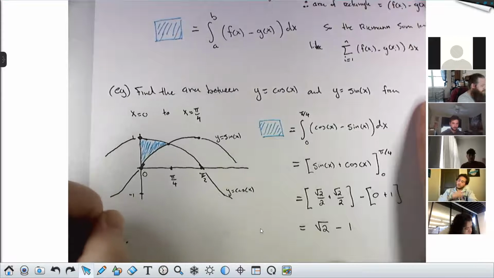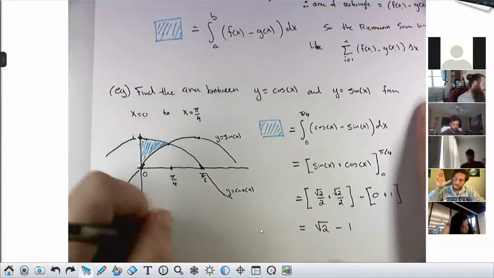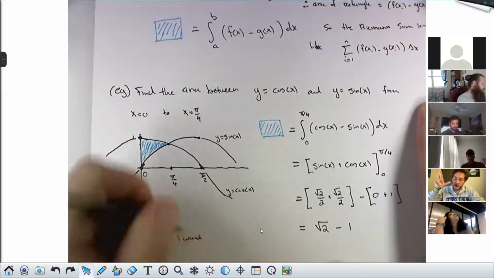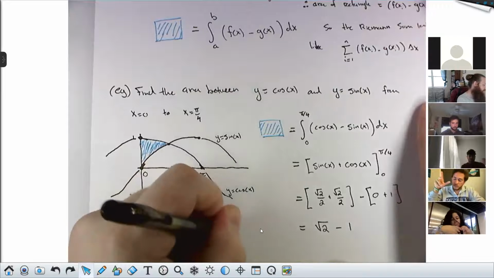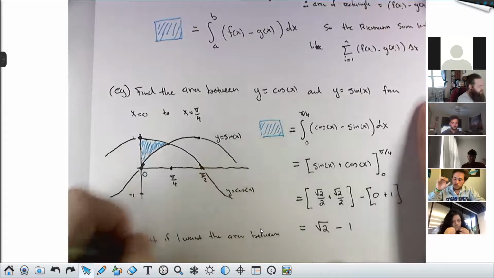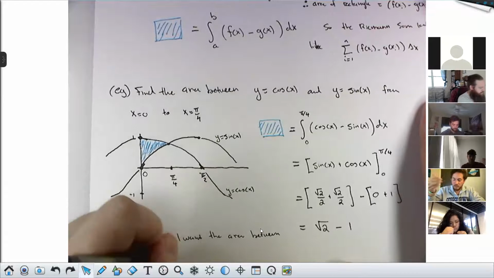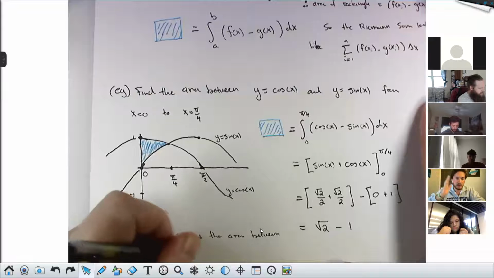Professor, just to clarify, when we find the integral for the area of the shaded region, we find the antiderivative of what's inside the parentheses, right? And then we solve by plugging in the interval, right?